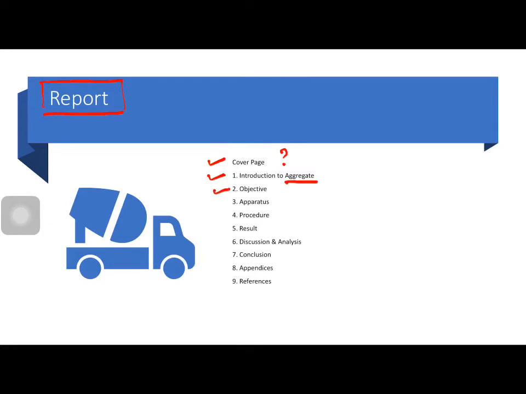Next, the objective of the testing. Number 3, the apparatus that you need to report that you use. And then the flow of the experiment: what is the procedure? You need to present your flow chart. Then number 5, result: how you present your result? We will go through that today. And then the discussions and analysis, and after that you need to prepare the conclusion. Then number 8 and number 9, you need to include any appendix or references related to the experiment title.